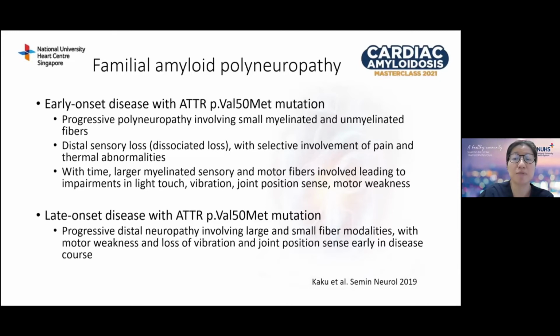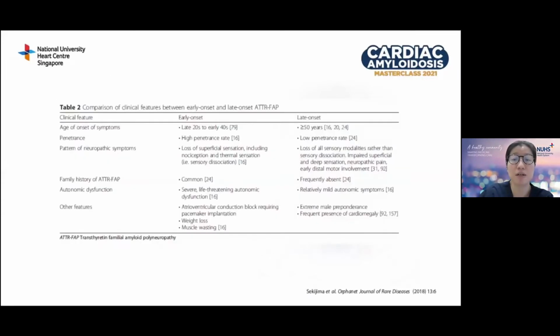As mentioned, familial amyloid polyneuropathy with the same p.Val50Met mutation can present either early or late in onset. And I think there was a slide of this in Prof. Roger Fu's talk. An early onset first presents with a dissociated sensory loss, with a predominant loss of pain and temperature sensation before the patients go on to lose their proprioception and develop motor weakness. In late onset disease, the proprioceptive and motor loss occurs much earlier in the disease course. And this is a table that shows the differences in the age of onset of symptoms, penetrance, and the pattern of neuropathic symptoms as discussed.